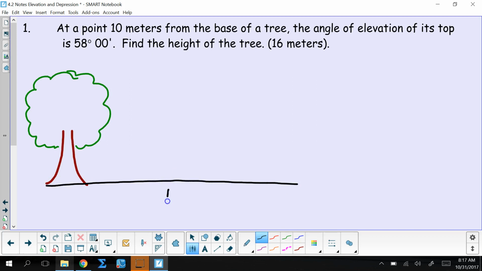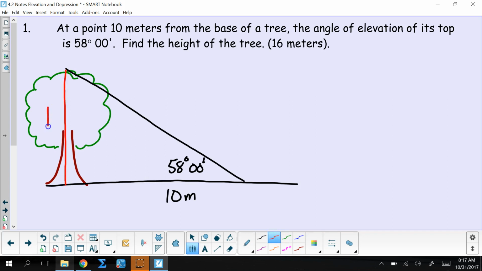At a point 10 meters from the base of the tree, the angle of elevation to its top is 58 degrees 0 minutes. We want to find the height of the tree. Again, we are assuming that there wasn't a storm and the tree didn't blow over in the wind last night. So we're assuming that the tree is still vertical.